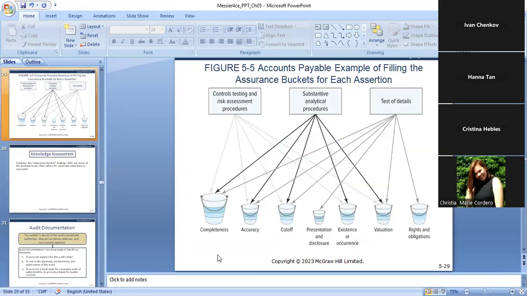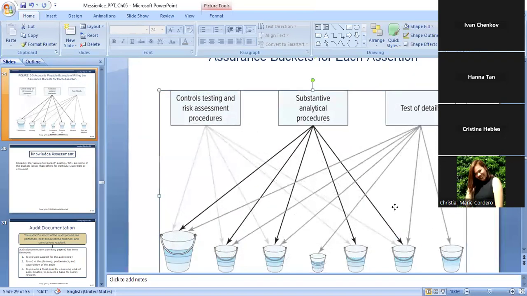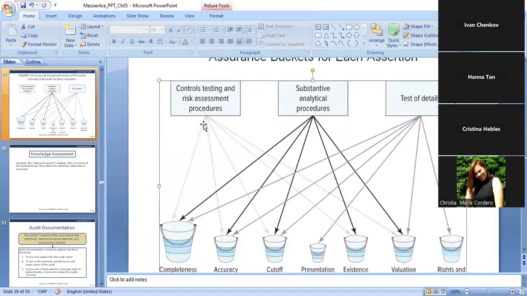And now we're gonna go with, as you can see on the bottom, those are assertion level: completeness, accuracy, cutoff, presentation, existence, valuation, rights and obligation. Now, control testing and risk assessment procedures, we're gonna put everywhere. Substantive analytical procedures, we're going to decide where to put it. Test of the details, we're going to decide where to put it.